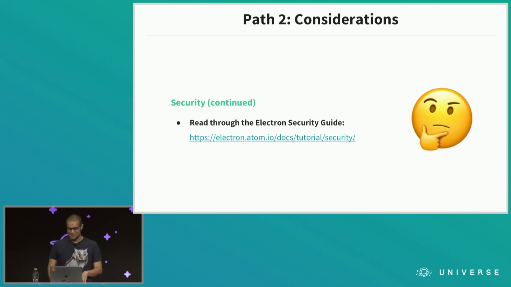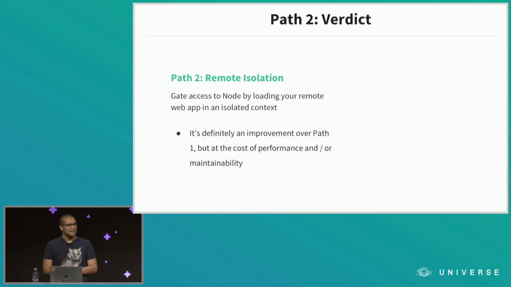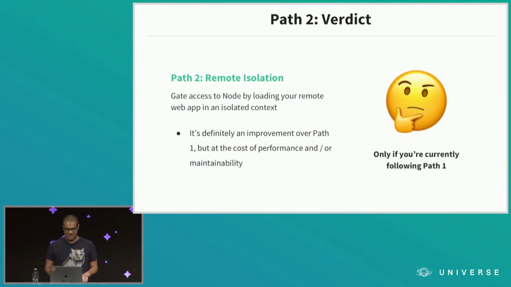All right, so there's a lot going on in that path. What we were trying to do was gate access to node by loading your remote web app into an isolated context. It's definitely an improvement over the first path where we were just loading it directly with no isolation whatsoever, but there are some performance and/or maintainability costs still. So should you try this out? If you were planning on doing the shortcut path, then yes, definitely, this is better. But there might be other paths that work out better for us. Let's find out.